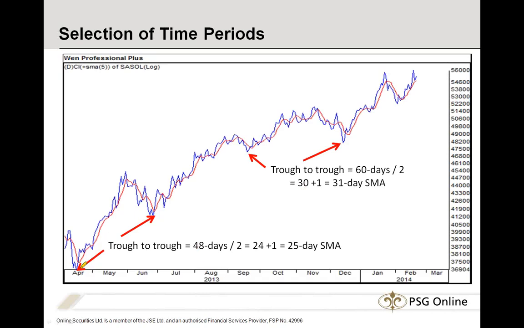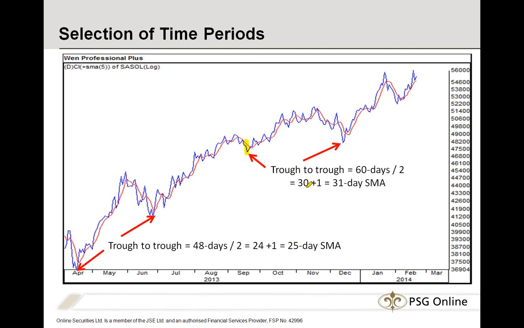Some people calculate the troughs, some people calculate the peaks. Doesn't matter which way you do it. It gives you a bit of an idea. So from there to there, that was 48 days divided by 2 is 24, plus my 1 gives me a 25-day period. And from that low to that low, it was a 30-day period. So between a 25-day and a 30-day, you might want to choose that.